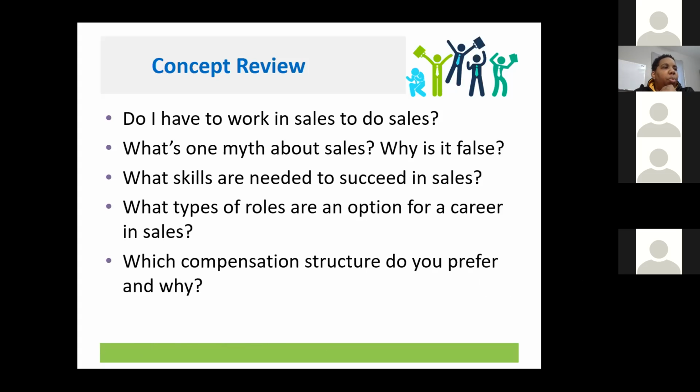Which compensation structure do you prefer and why? Rachel. The one where it's like a set salary and then, the harder you work or the more you sell, you get extra commission or like benefits. Okay. Connor, which one is she describing? What's the name for it? The one where it's a base salary plus commission?